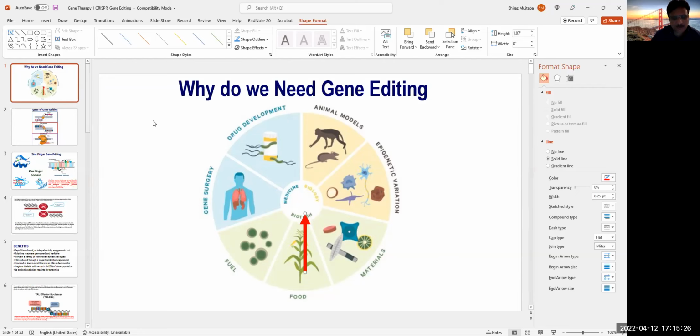Coming back to today's topic, the idea to edit a gene is to cure. That's the most novel as well as noble thing to treat human diseases, especially congenital diseases that are acquired from parents, from an earlier generation, or during pregnancy when there is some error.